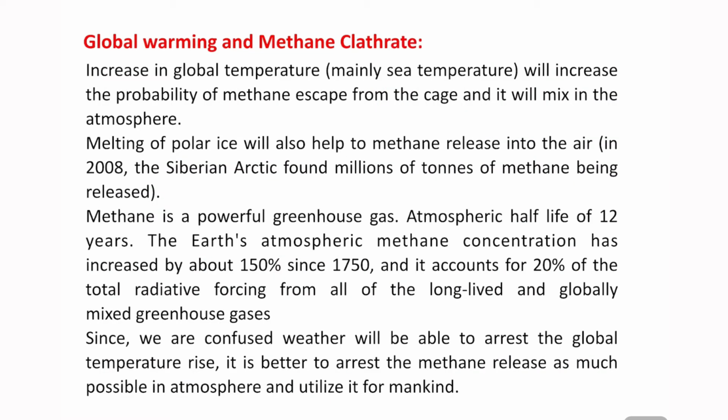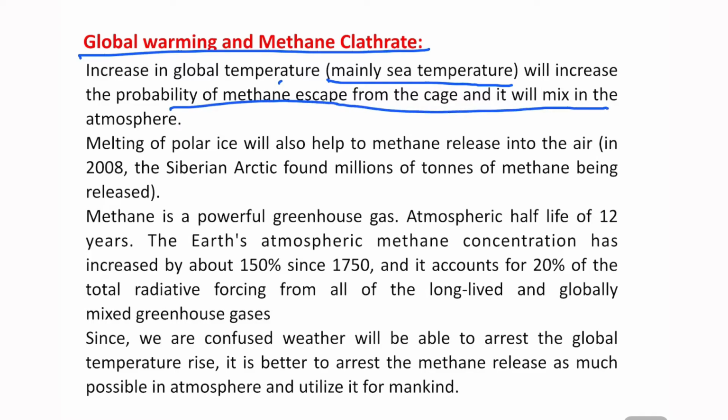Now let's discuss details about global warming and the role of methane clathrates, how they can contribute to global warming. If you look at it, increasing global temperature, mainly sea temperature, will increase the probability of methane escaping from the cage and mixing in the atmosphere. Why? Just some time before, I explained the condition for methane clathrate formation, that is near about the freezing point of water. If the water's temperature increases due to global warming, the whole globe will be warm, so the surface water will be warm. Consequently, the water at depth, above 300 meters where the clathrate forms, will be slightly warm, and this slight warmth is enough to allow the methane clathrate to escape from its cage.